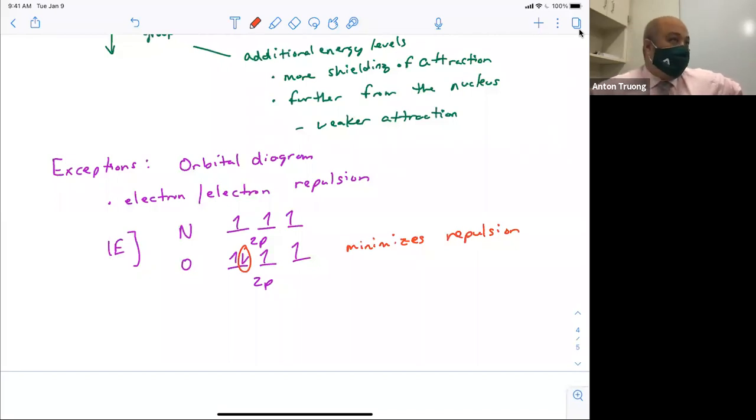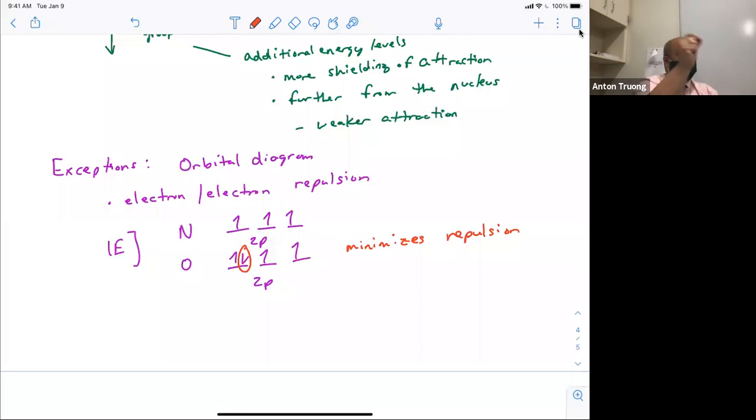Whereas nitrogen is already in a low energy state, and losing that electron would actually put it in a more unbalanced state. This is why oxygen is going to have a slightly lower ionization energy than nitrogen, because losing that electron actually lowers oxygen's state. It minimizes the electron-electron repulsion, because now you have one electron in each orbital, spinning in the same direction to minimize the repulsion.